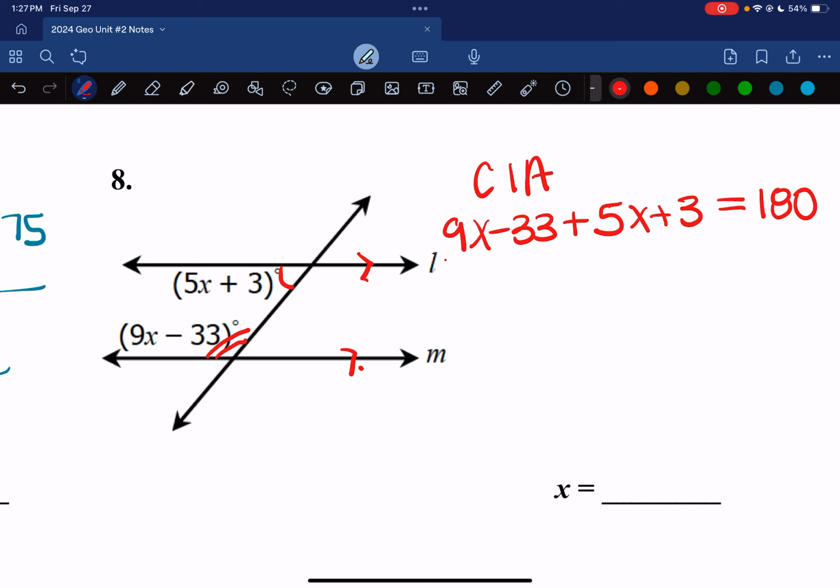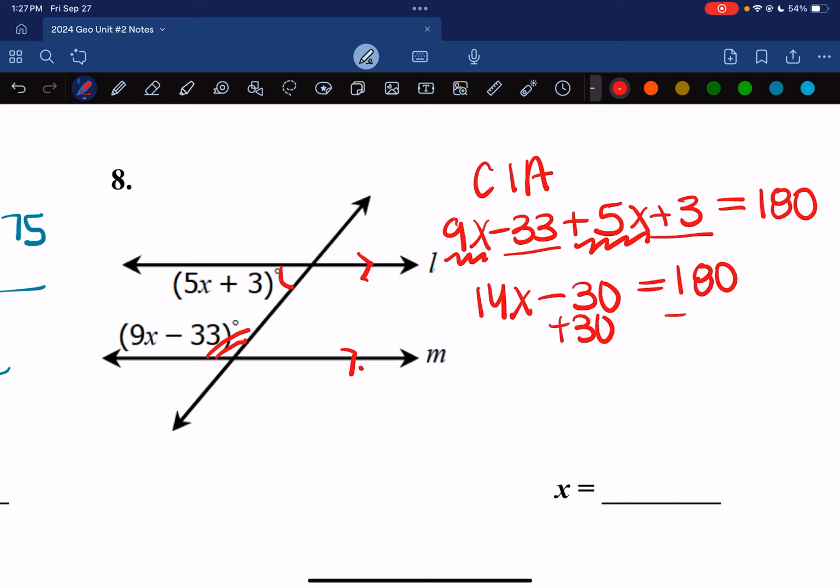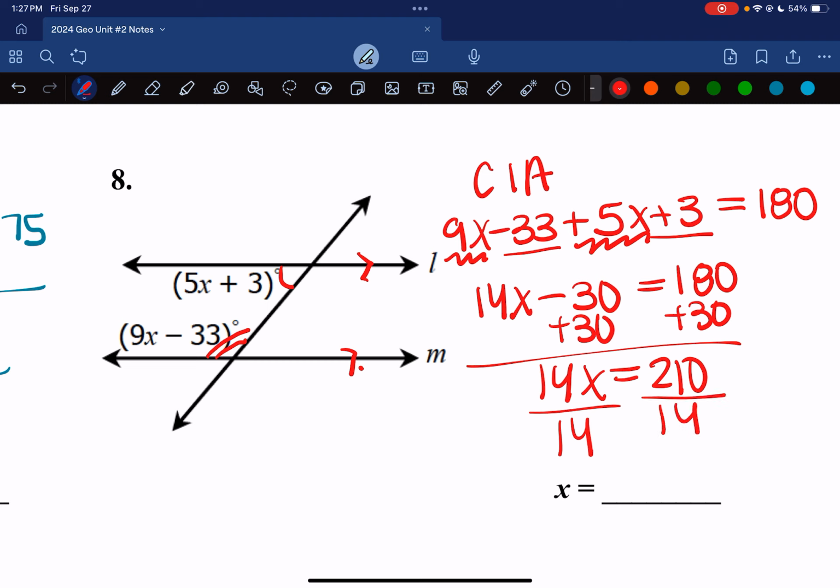Our next step is to combine some like terms. So we have 9x plus 5x, which is 14x. And then negative 33 plus 3, which is negative 30. Then you're going to add 30 to both sides. So we have 14x equals 210, divide by 14. So x is 15.